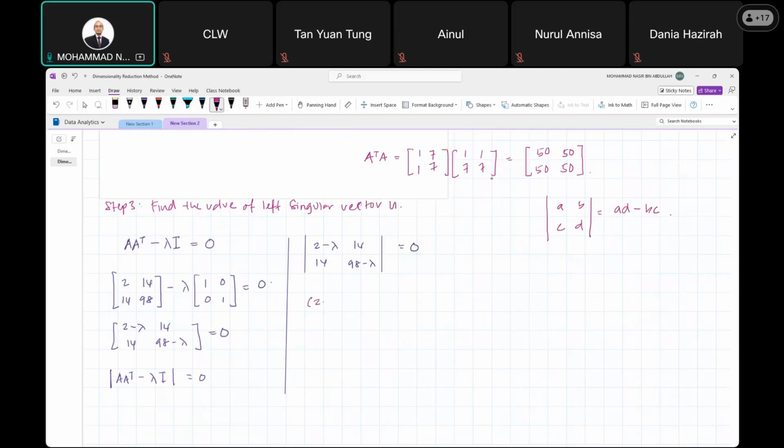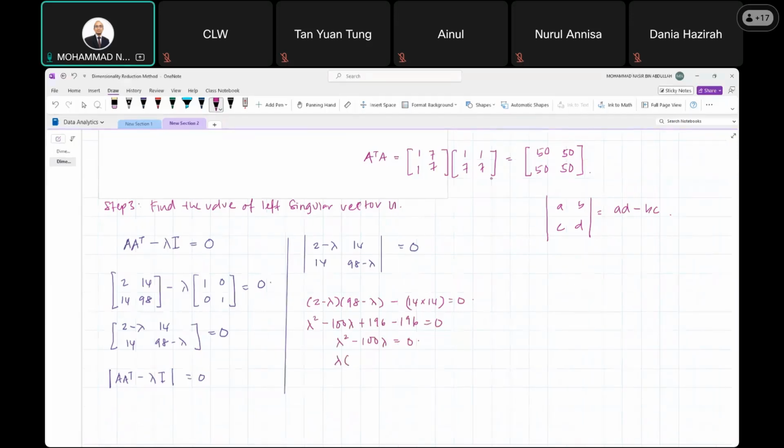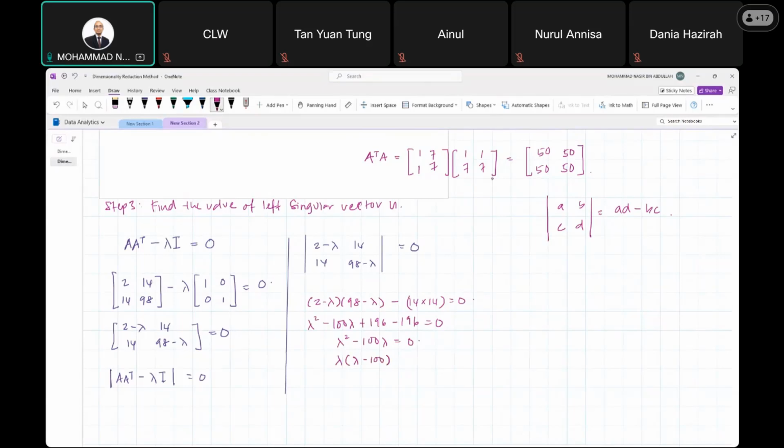So this one should be 2 minus lambda multiplied with 98 minus lambda minus 14 multiplied with 14 equal to 0. In this case, we got lambda squared minus 100 lambda plus 196 minus 196 equal to 0. Then we will get lambda squared minus 100 lambda equal to 0, and we can simplify this one, lambda times lambda minus 100 equal to 0. So from here we have two lambdas: lambda 1 equal to 0, lambda 2 equal to 100.